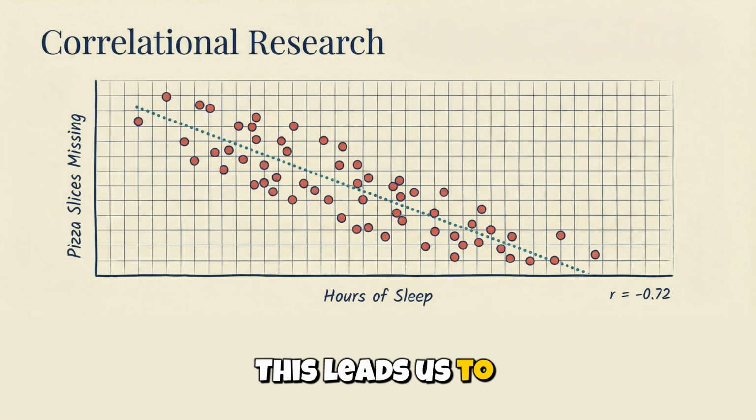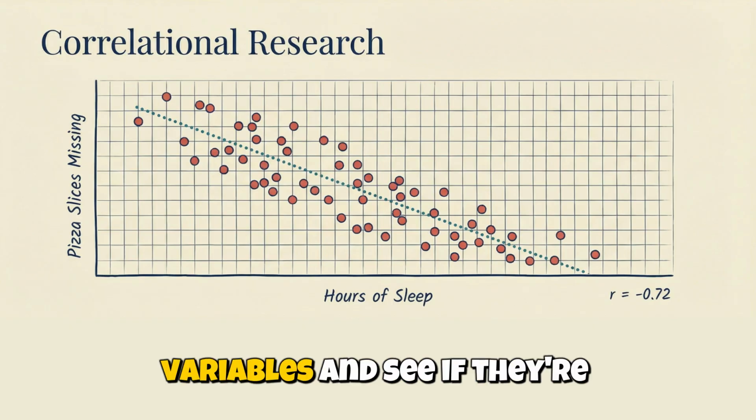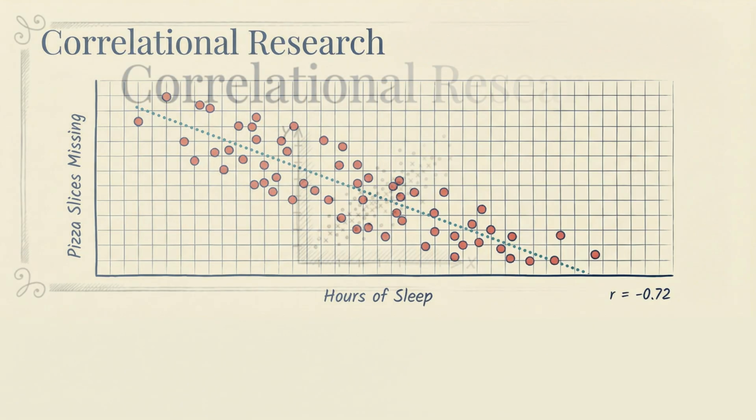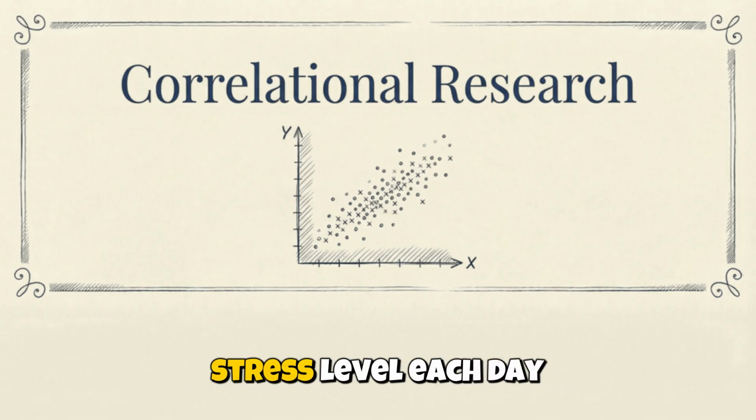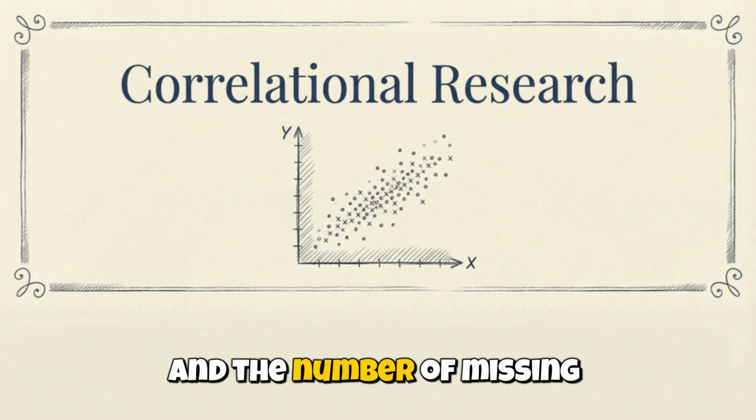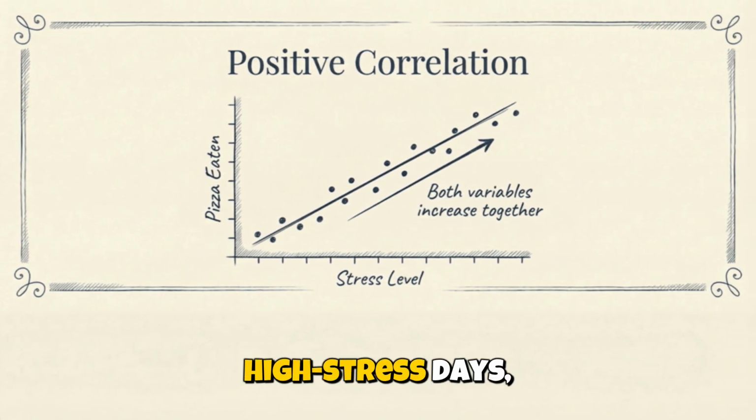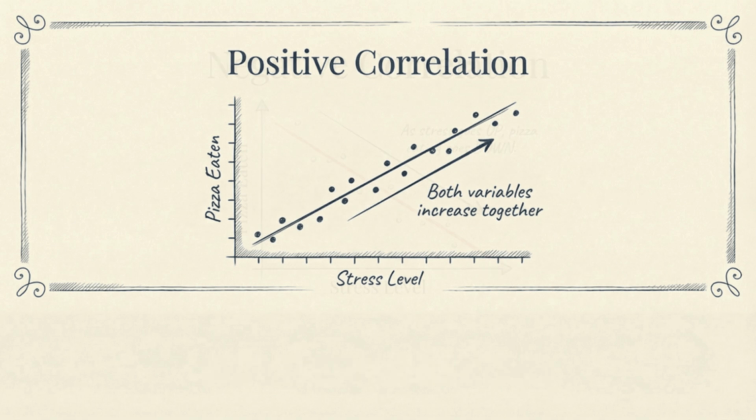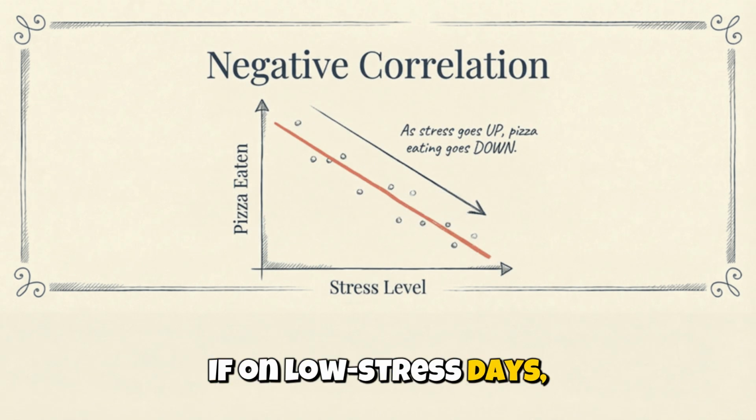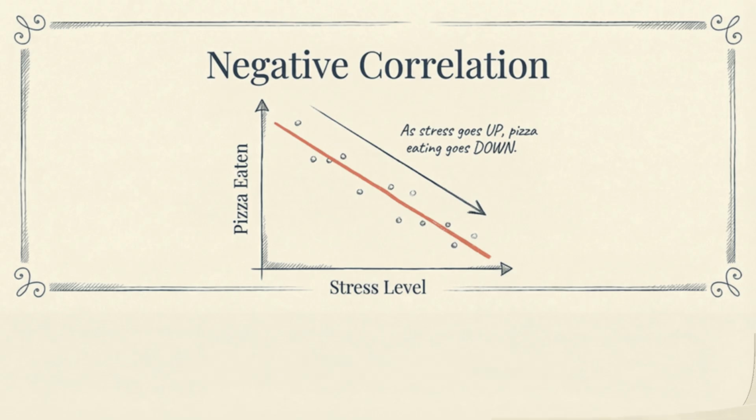This leads us to correlational research. Here, we measure two variables and see if they're related. For instance, we could track the department's average stress level each day and the number of missing pizza slices. If we find that on high-stress days, more pizza is eaten, we've found a positive correlation. If on low-stress days, more pizza is eaten, that would be a negative correlation.